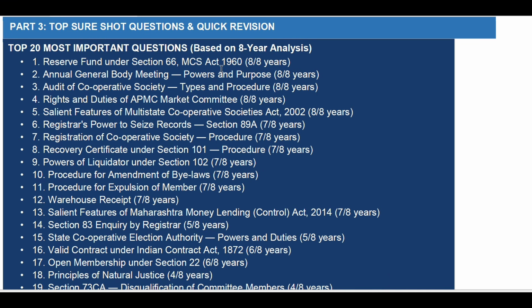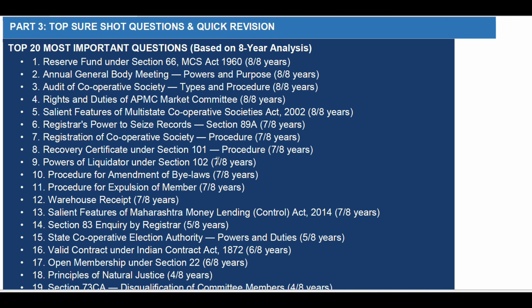Annual general body meeting, asked every year, powers and purpose. Audit of cooperative society, types and procedure, asked every year. Rights and duties of the APMC market committee, almost every year. Salient features of the Multi-State Cooperative Society Act 2002, almost every year. Registrar's powers to seize records, section 89A, 7 times so far. Registration of cooperative society procedure, 7 times so far.